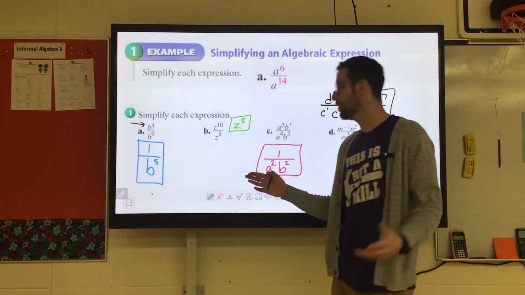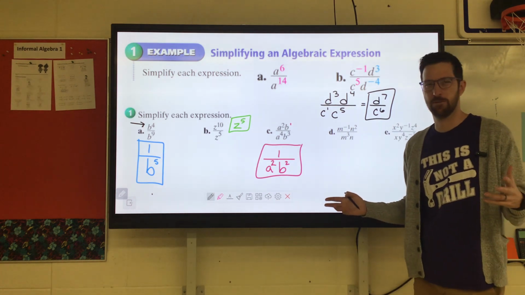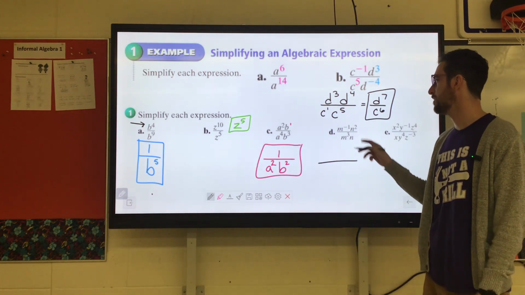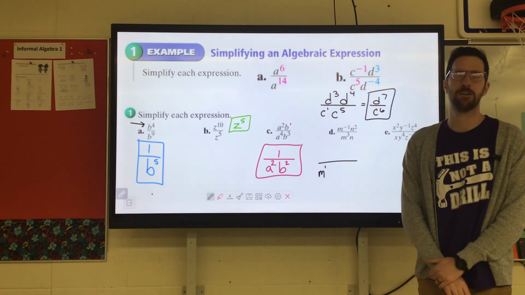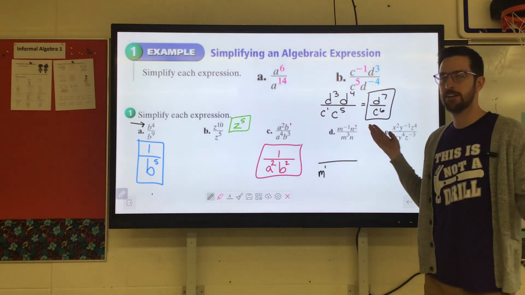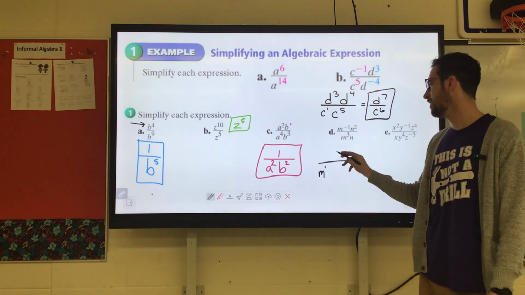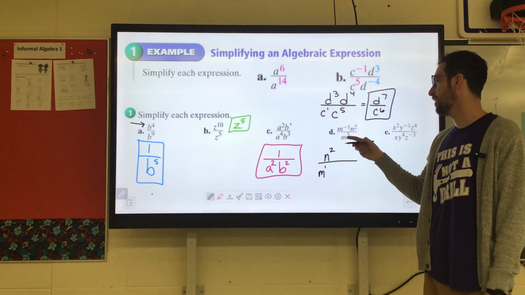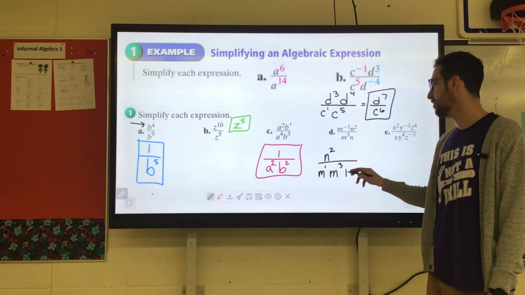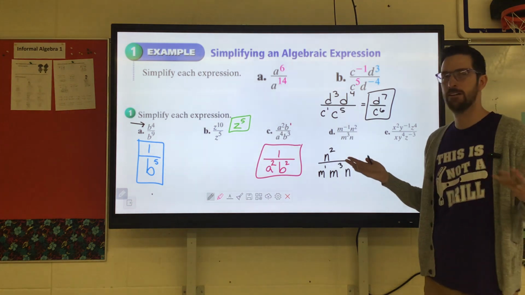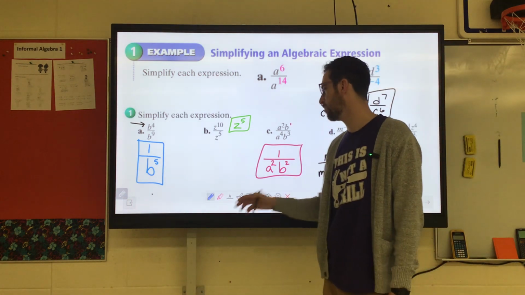All right, this one, let's try moving all the negative exponent stuff first. So this m to the negative first, I'm going to move to the denominator, make it m to the positive first. N to the second, that's all good. That can stay there. The m to the third, cool, it can stay. And then we have n to the first, great. So all I did was move the one negative exponent.